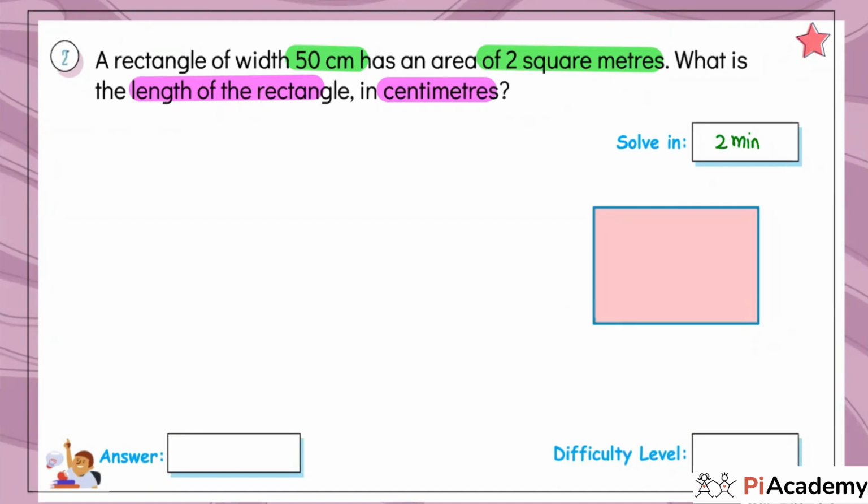Make sure you are converting the units, okay? Because here we have two different units, one measure is in centimeter and another one is in meter square, okay? So keep the same unit to get the correct answer.